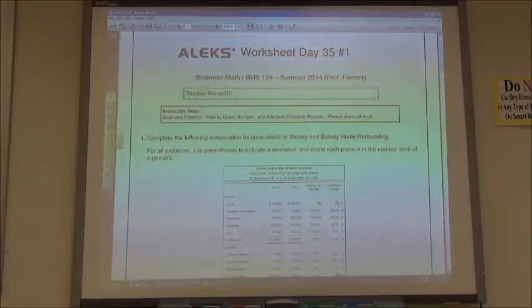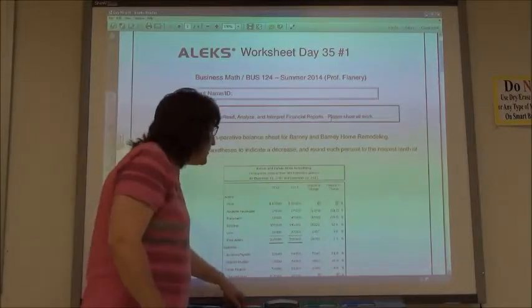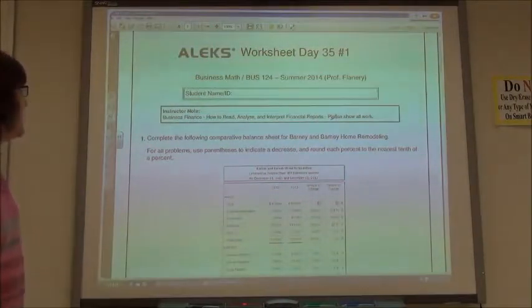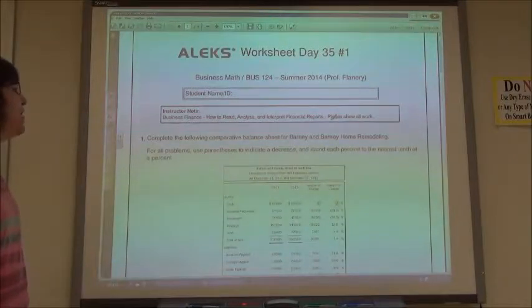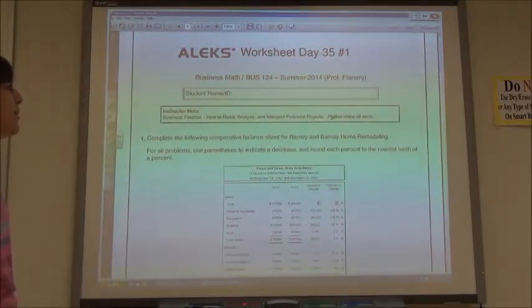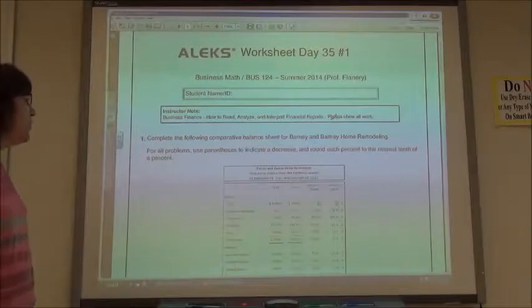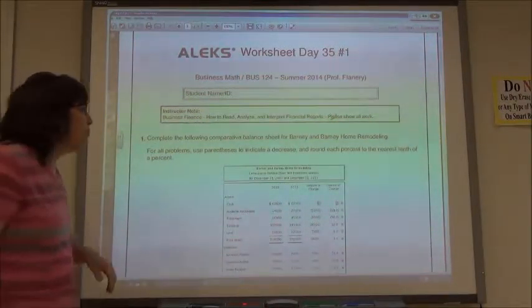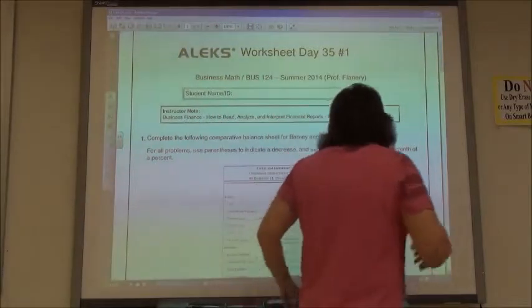All right, business math worksheet day 35. Again, going to be another short one because it wouldn't let me put too much on one sheet. It says complete the following comparative balance sheet for Barney and Barney Home Remodeling. For all the problems, use parentheses to indicate a decrease and round each percent to the nearest tenth of a percent.